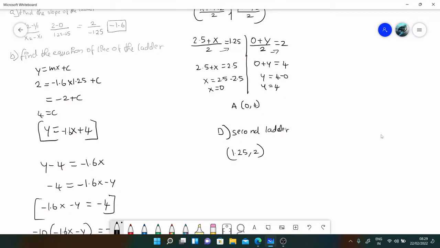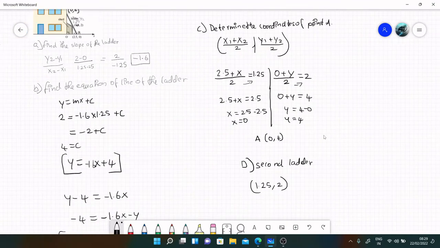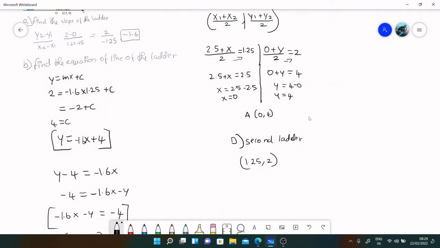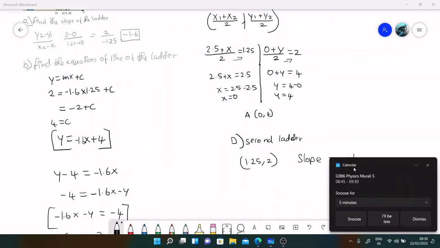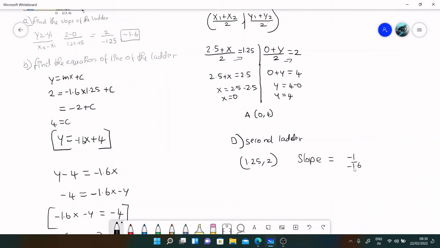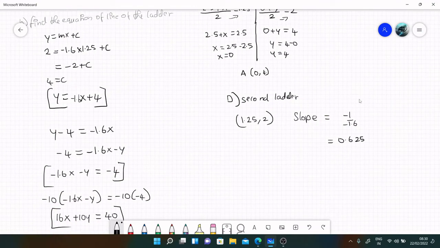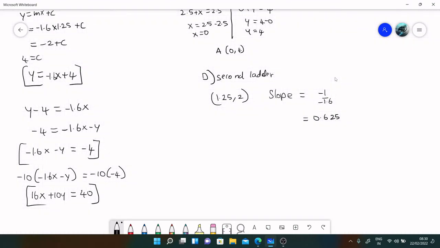So our slope for the previous one we got was minus 1.6. So it will basically be slope minus 1 by minus 1.6. That is basically 0.625. With this, we have to find the equation of line. This time, let's use point slope form. We can use both the point slope and the slope intercept. But last time we used slope intercept. This time let's use point slope.